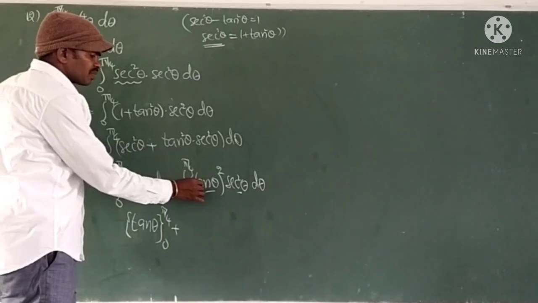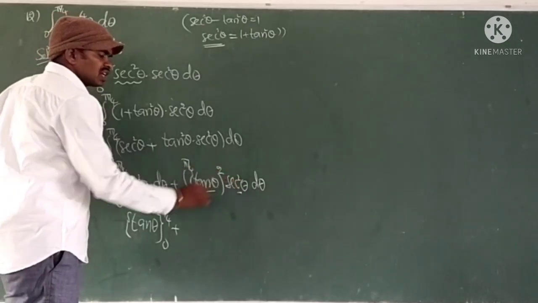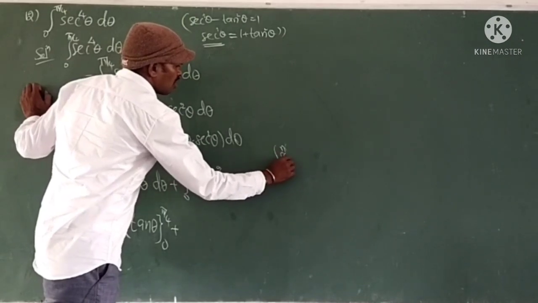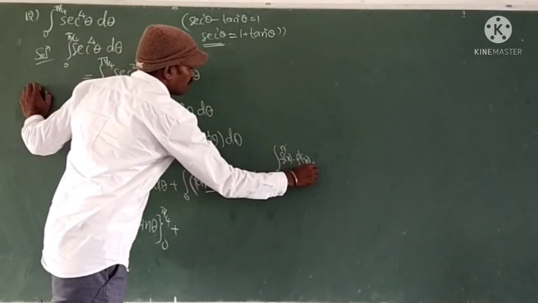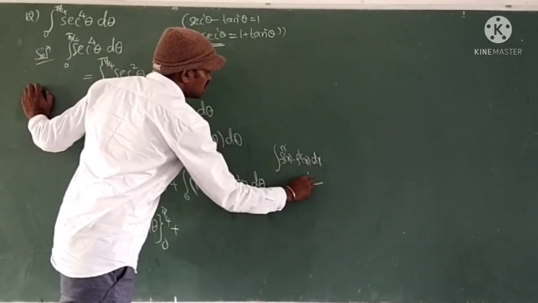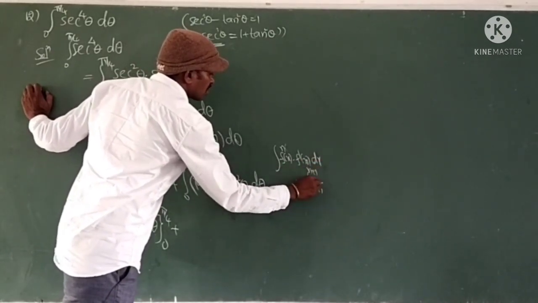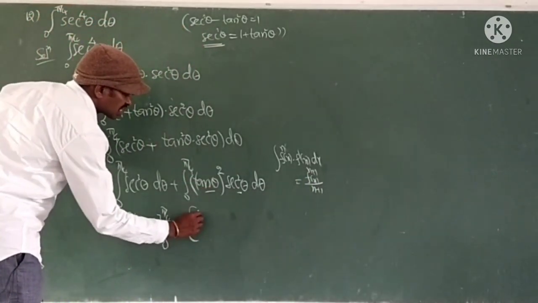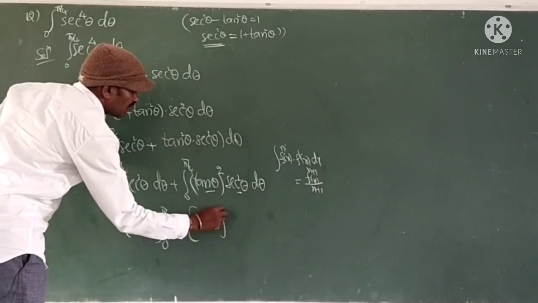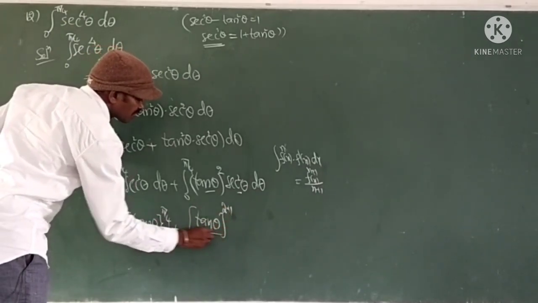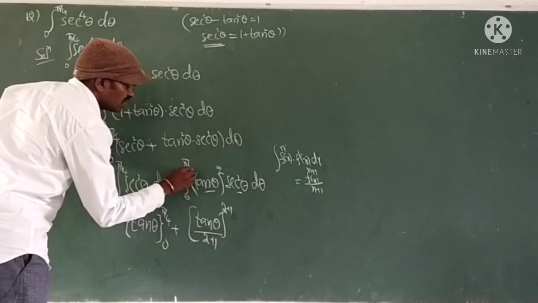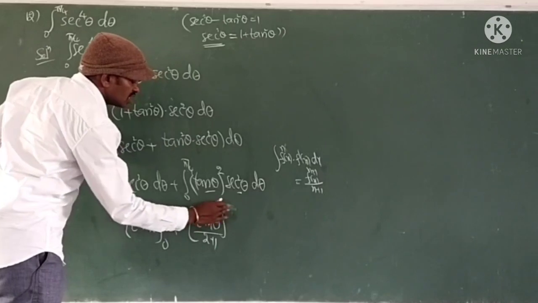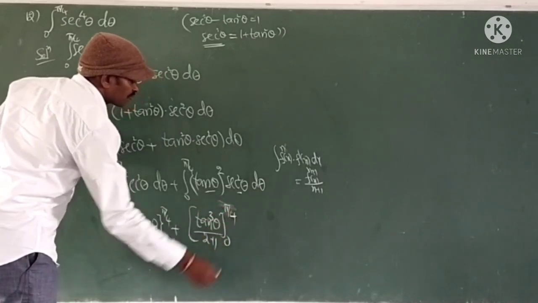And plus, see here, the derivative of tan is secant square. So we can apply the formula function power n into function derivative, that is the integration of f to the power n of x into f dash of x. The formula for this is f to the power n plus 1 by n plus 1. Here the function is tan theta, so tan theta whole power n plus 1, that means 2 plus 1, by 2 plus 1, and the limits are 0 to pi by 4.